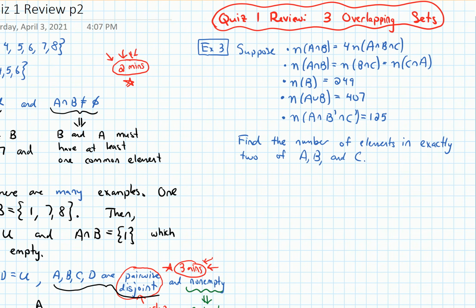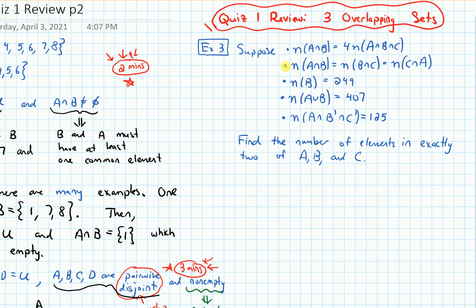In this video, we are continuing our Quiz 1 review and are going to do a practice problem involving 3 overlapping sets. So the example says, suppose that the number of elements in A intersect B equals 4 times the number of elements in A intersected with B intersected with C.